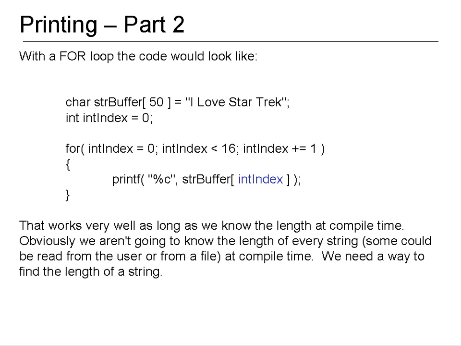We go in steps of 1 and we print out the character one at a time. Notice we changed the hard-coded value to our loop variable, index. Now that works pretty well as long as we know the length at compile time. So when we're sitting down and writing this, as long as we know the length, that's going to work okay.